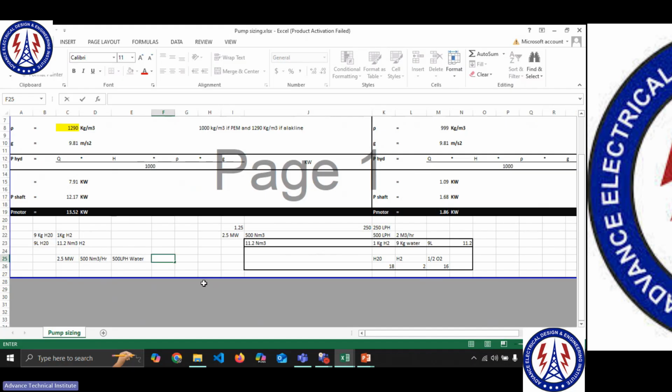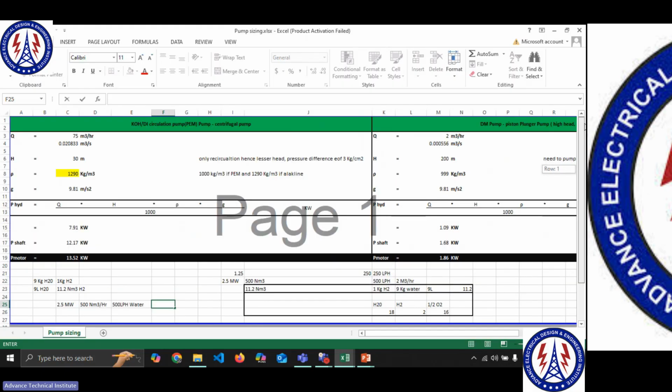What you typically do, you assume that you are not going to run the pump continuously. In 15 minutes, you should be able to supply 500 LPH. Why 15 minutes? You don't want to run it continuously. It's a piston pump. Now there are a few characteristics about this pump.